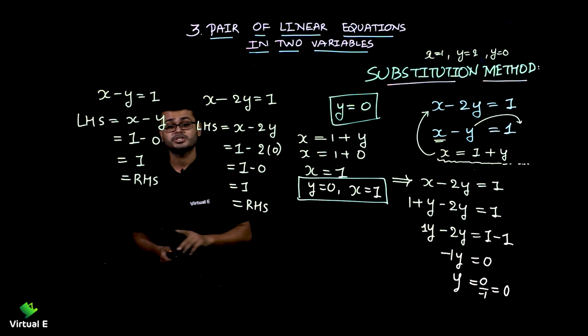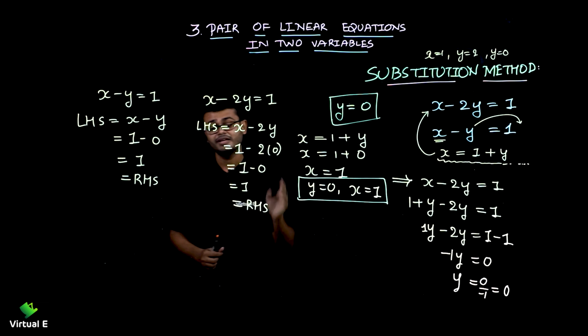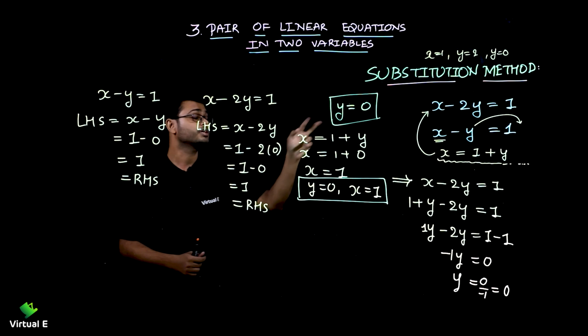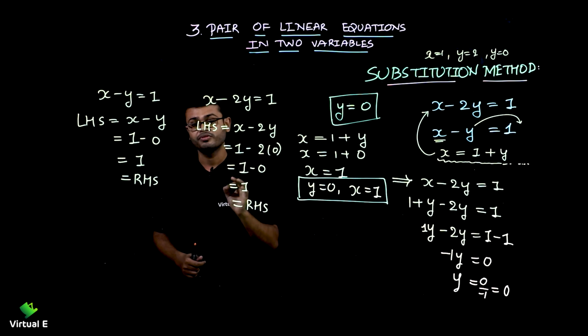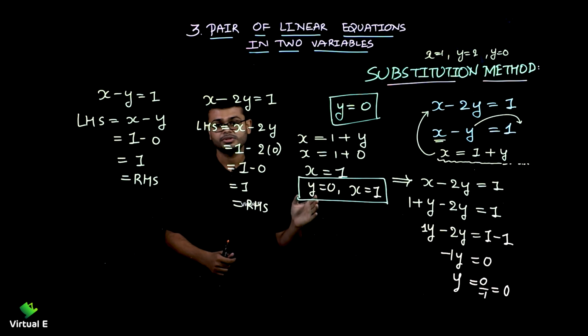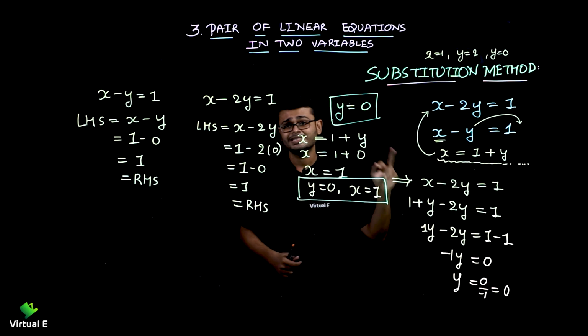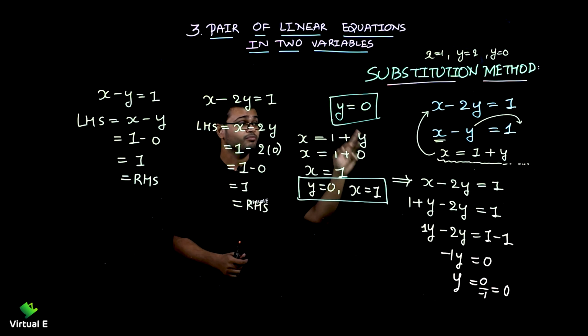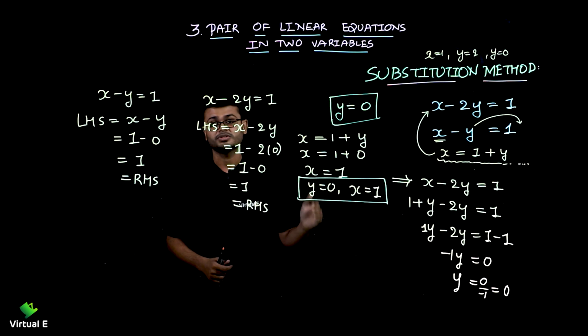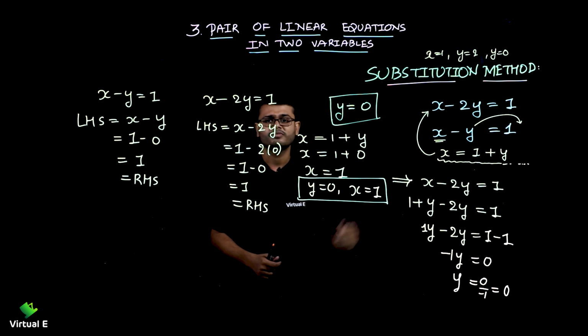So both equations are satisfied when we substitute the solution into the given equations. So it's proof that our solutions are correct. So for these two equations, I can say that the solution of both equations is y is equal to 0 and x is equal to 1.